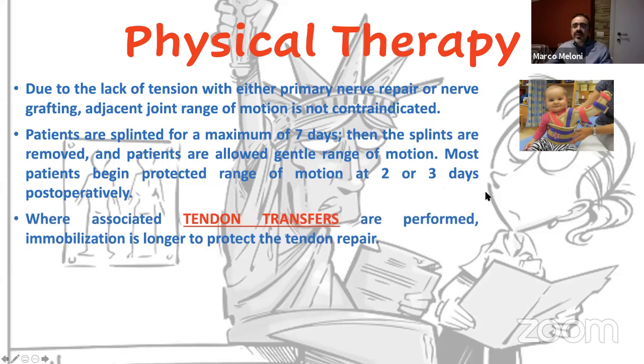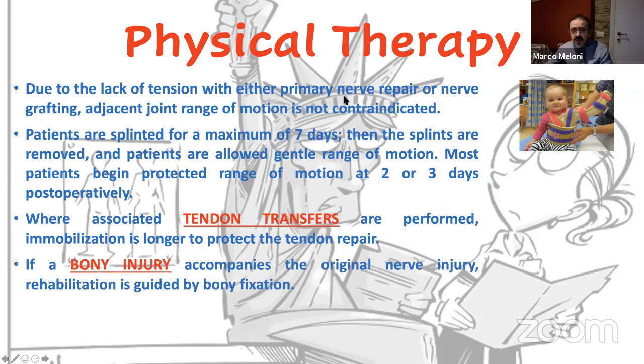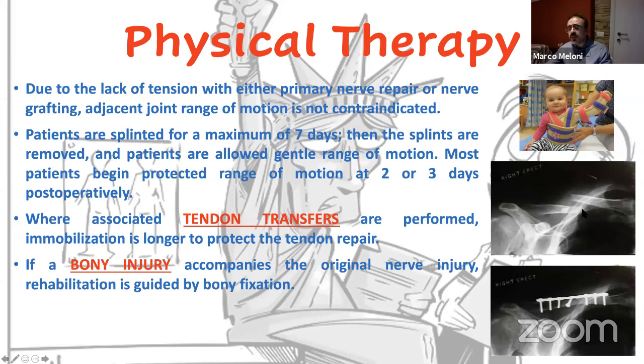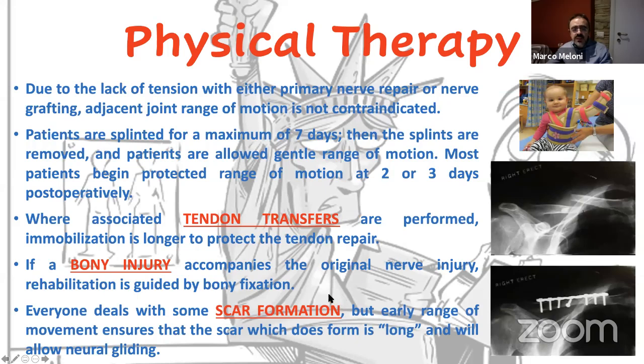If anyway there is also a tendon transfer, the immobilization is longer to protect the tendon repairs. So 7 days is a few times, and it needs more time to get a complete repair. When we talk about physical therapy, sometimes the nerve injury is associated with other injury, like in this case, where there is a clavicle injury, dislocated and pushing against the brachial plexus. So in this case, the patient needs physiotherapy, but physiotherapy needs to be tailored on the presence of a fixed clavicle fracture. And last but not least, remember that a scar formed with physical therapy could be elongated and so allow neuroglide.